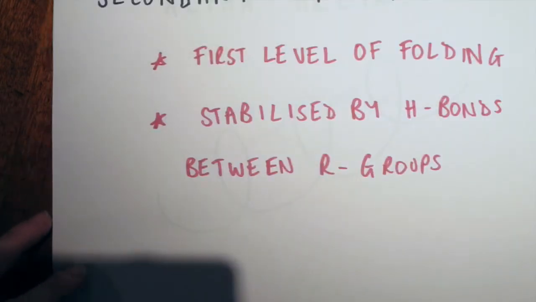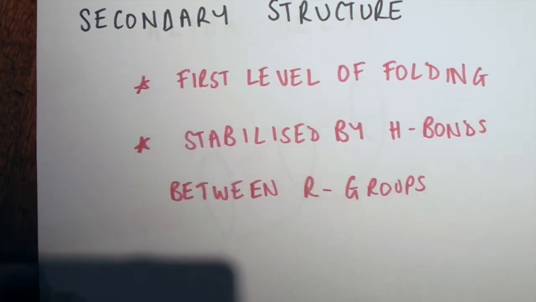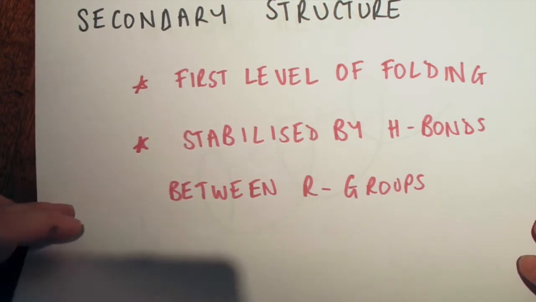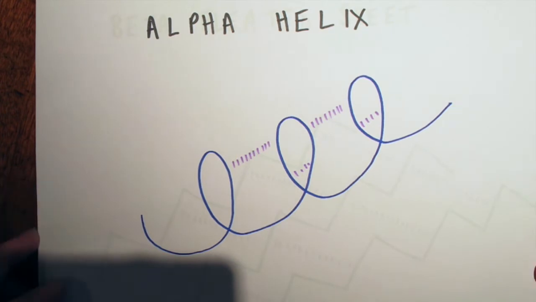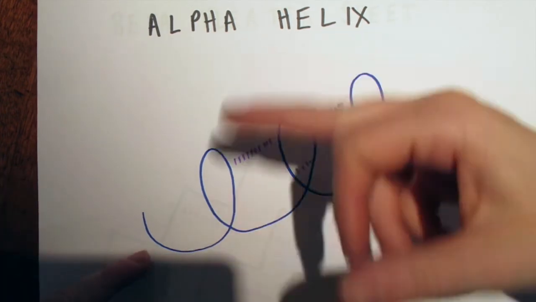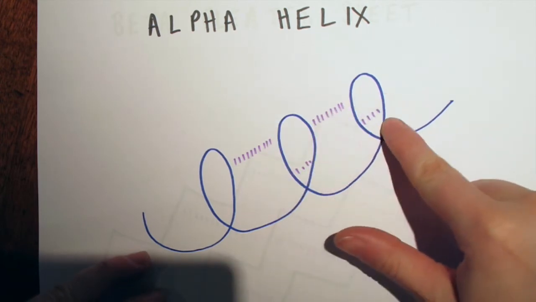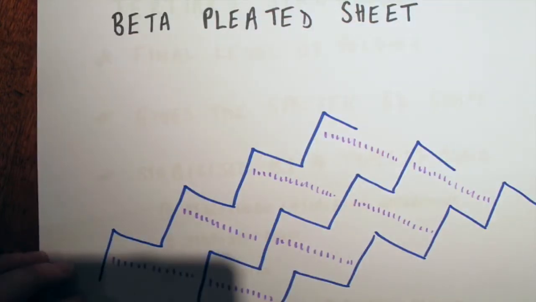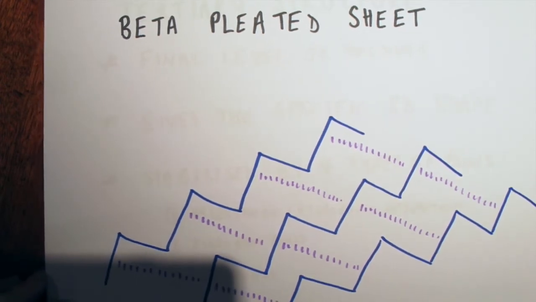The next level of structure is the secondary structure, which is the first level of folding. It's stabilised by hydrogen bonds between the R groups and also between the backbone. There are 2 types of secondary structure. The first is the alpha helix, where the amino acid chain literally forms a helix like this, which is stabilised by hydrogen bonds between the layers of the helix. The different proportions of alpha helix and the next type, which is the beta-pleated sheets, will determine whether the protein is a fibrous protein or a globular protein.